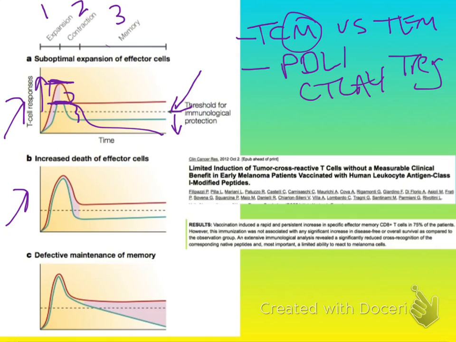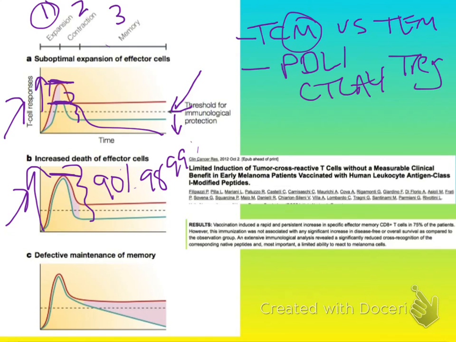The second way that that could happen is that you could have just fine expansion. So the first phase goes off fine without a hitch, and you have nice clonal expansion, but for some reason that contraction phase where 90% of those cells die happens too robustly or too much, and so maybe you're getting 98 or 99% of those cells dying, and again that drops it below this threshold of memory, and those would not be sufficient to eliminate the tumor.